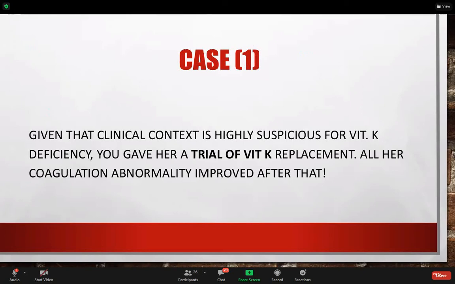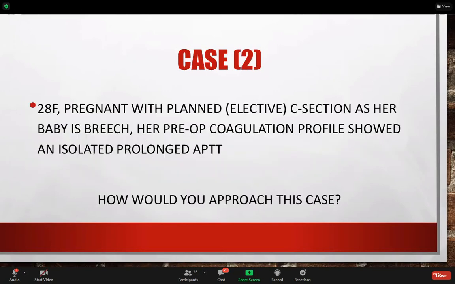Okay, so the clinical context was highly suggestive of vitamin K deficiency, given that they have severe GERD and are unable to eat that much. A vitamin K trial was given, and all the coagulation abnormalities improved after that. Okay, I know you have a lot of questions, but you will see the pattern shortly about how to approach those cases.